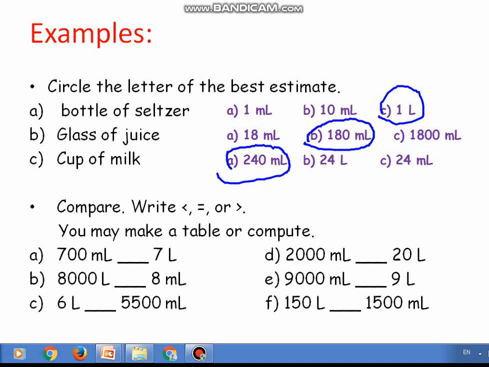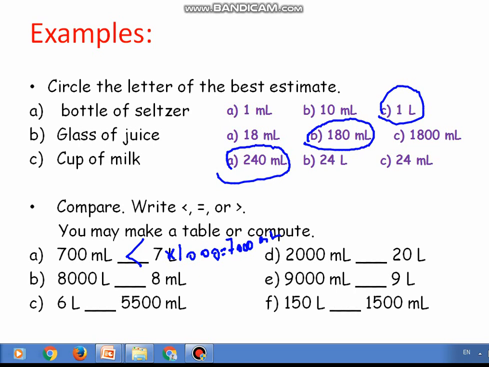Here we want to compare milliliters and liters. It's much better to change from liter into milliliter. Always change from bigger to smaller so that you can multiply. In order to change from a liter into milliliter, you have to multiply by 1000. So 7 liters becomes 7000. Here I have 700 milliliters and here 7000 milliliters. So this one is smaller. As I told you, we cannot compare unless both units are the same, either both milliliters or both liters.